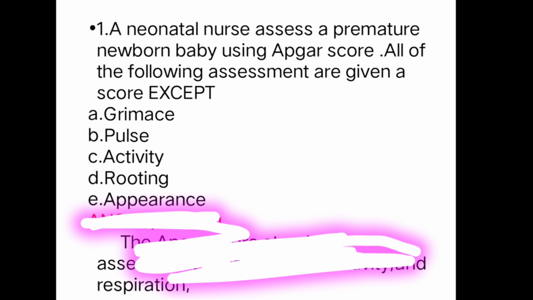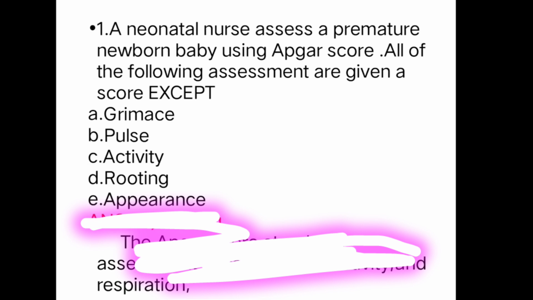According to the Apgar score, whether it is a premature baby or a term baby, the Apgar score consists of A for appearance, P for pulse, G for grimace, which is nothing but a reflex, A for activity and R for respiration. So among these 5, routing is not related to the Apgar score. The answer will be routing. Why? Because in the Apgar score, routing is not included.